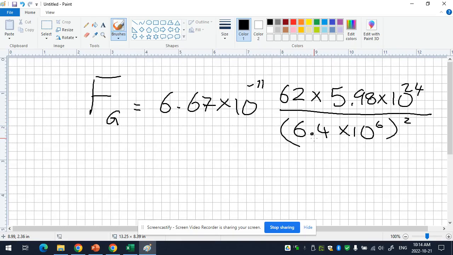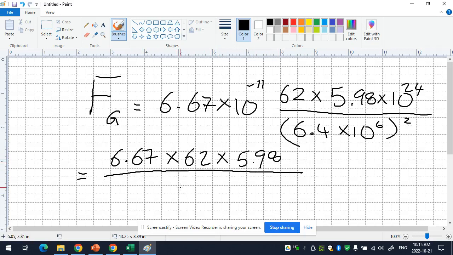By the way, could you do this using the split way I did yesterday? I would encourage you to do that. Yes, you can. So let's split 6.67. Again, this is my number, but I want you to follow the same way. 62 times what? 5.98 divided by what? 6.4 squared, times what powers of 10 survive?